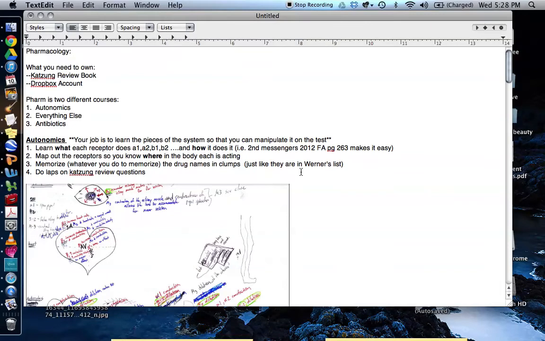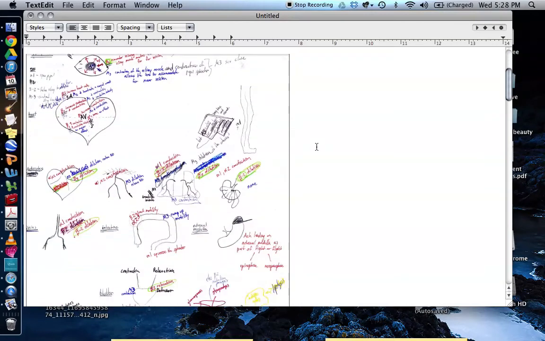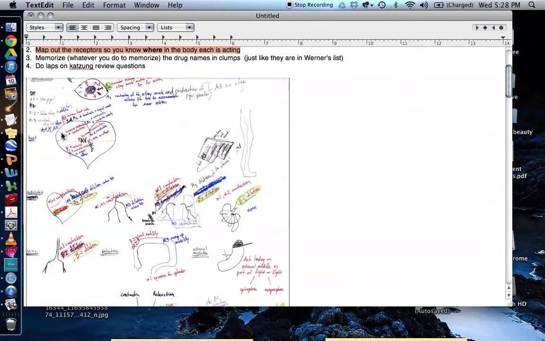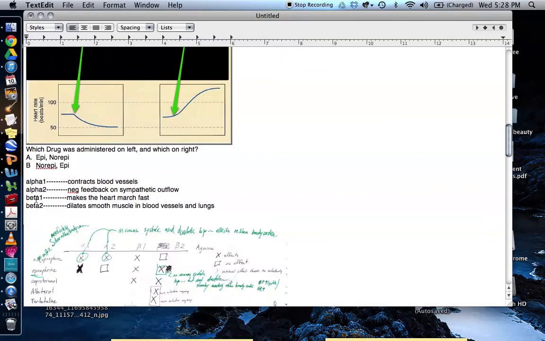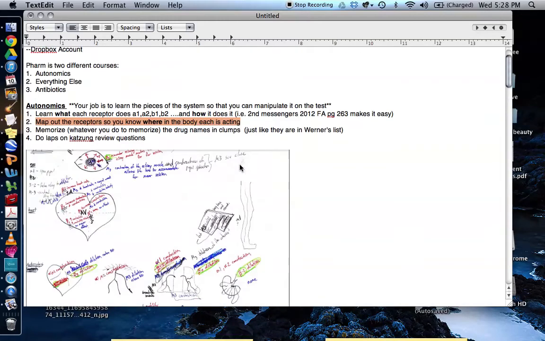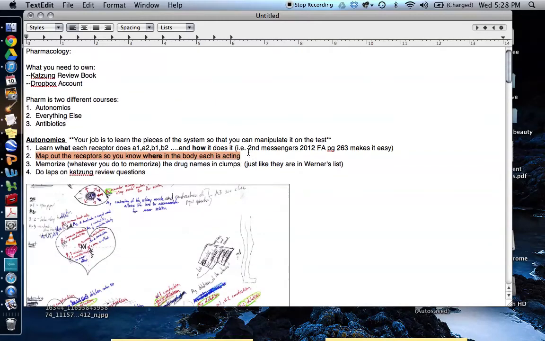And when you know what each of those receptors does, then you need to map them out in the body, okay? Map them out so you know. So this is my drawing, and it's messy, but I made it, so I'm very familiar with it. From this, I know that here's my beta-1 receptors in the heart, and I know what they do in the heart. They make the heart go faster. So I have down here, you can see beta-1 makes the heart march fast. Anyway, I'm saying too much here, but really you need to know what each receptor does.